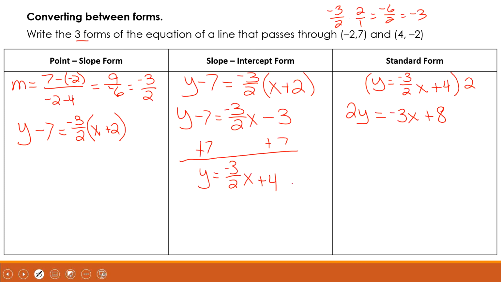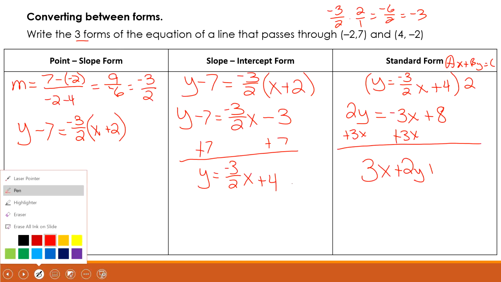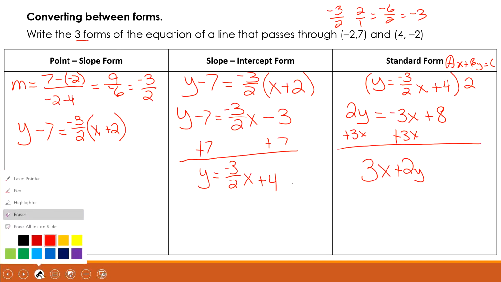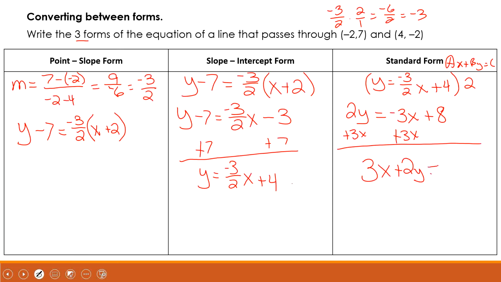Standard form again, remember, is ax plus by equals c. I have y on one side. I've got to get the x over there, so I'm adding 3x to both sides. I end up with 3x plus 2y equals 8, because 8 is all by itself now on that right-hand side. That makes sense to everyone? Everybody see that? Equals 8.